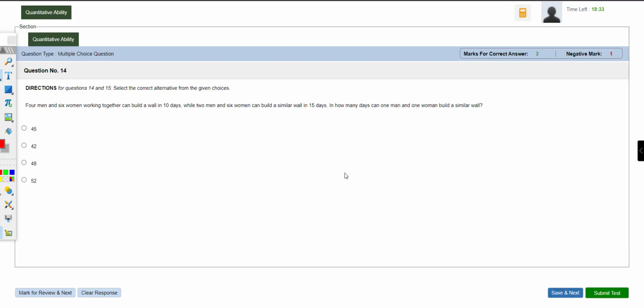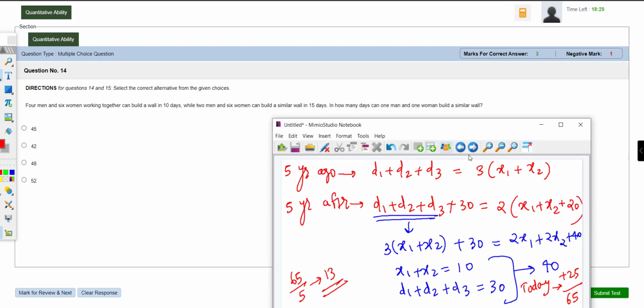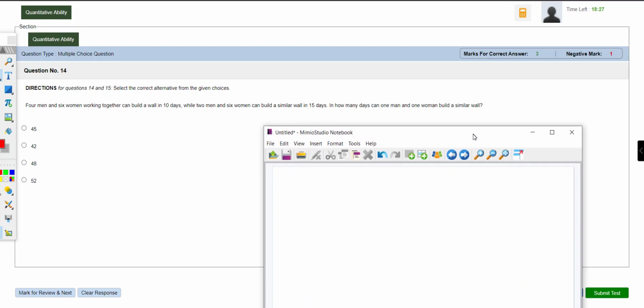After this, question number 14. We are left with 18.5 minutes. Let's do question number 14. It is familiar to us. 4 men and 6 women can build a wall in 10 days. So 4 men plus 6 women into 10, number of people into number of days always remains constant. 2 men plus 6 women can do the work in 15 days, so into 15. And then 1 man and 1 woman require how many days?